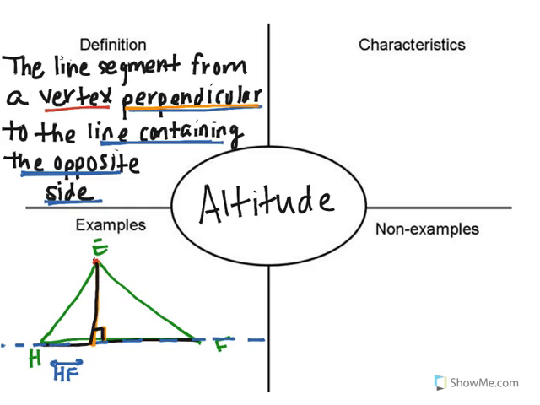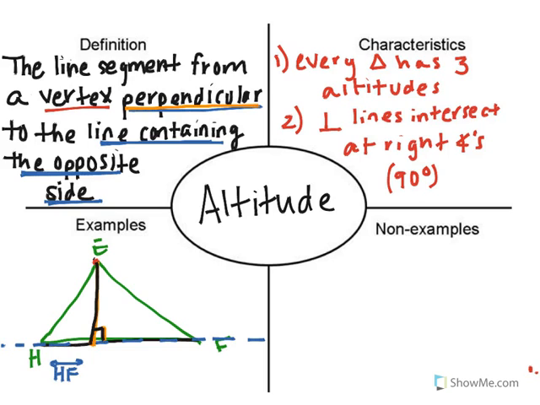Again, I think it's really important to look at the characteristics so we can understand altitudes a little bit better. Similarly to the median, we can see, since there are 3 vertices of a triangle, that every triangle has 3 altitudes. And secondly, it might seem kind of obvious, but I think it's important to note that perpendicular lines intersect at right angles, which are 90 degrees. So let's look at some non-examples of altitudes and some common mistakes that will be made when drawing them.